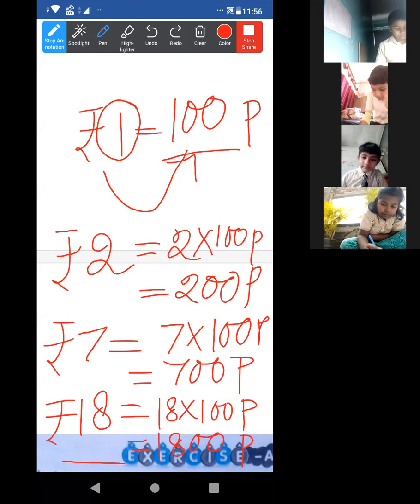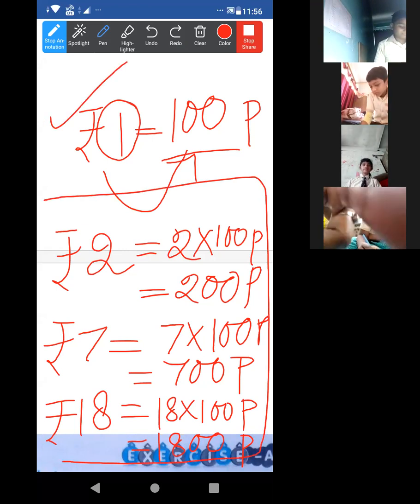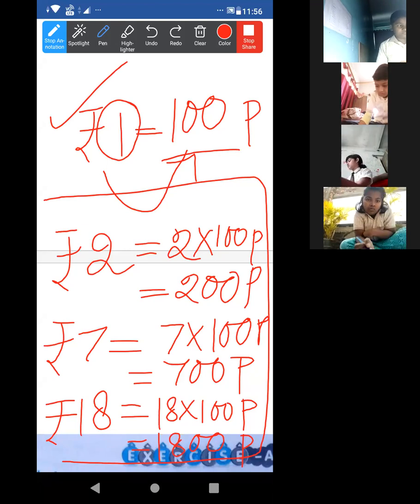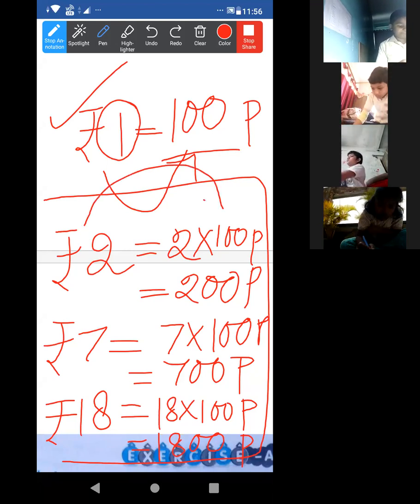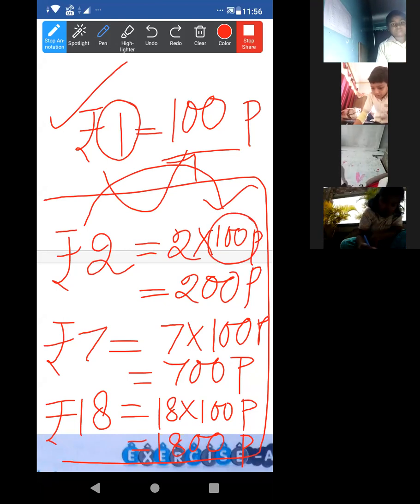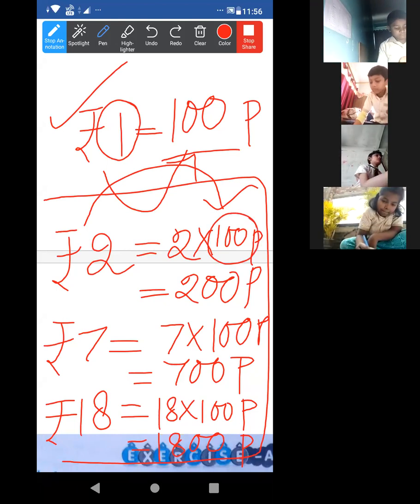Now all of you just note down this one. 1 rupee is equal to 100 paise. Now the next thing. So basically, what is the common concept? That is, if we want to convert from rupees to paise, we will have to multiply by 100. Notice, when we are going to convert from rupees to paise, we will multiply by 100. So note down this one.